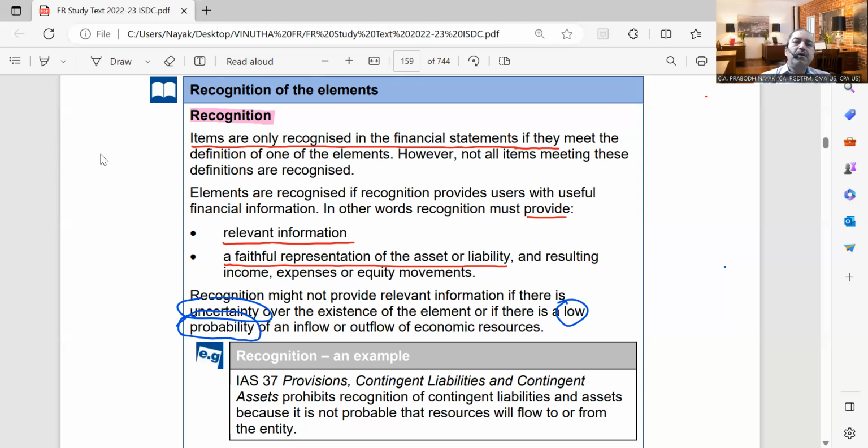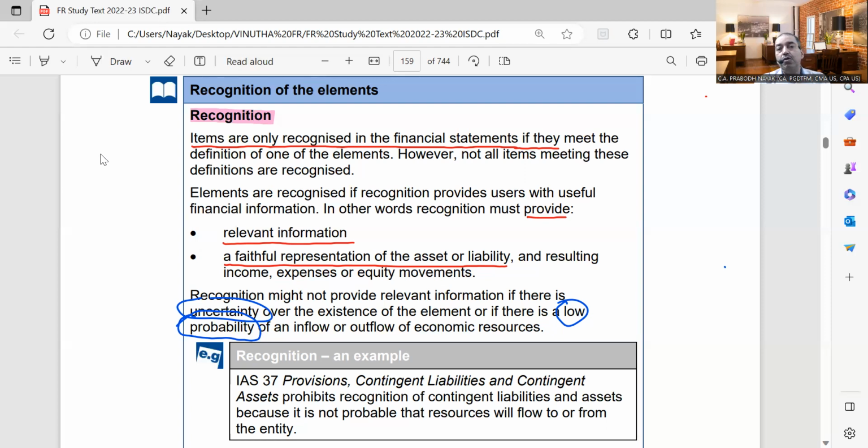The simple example is a court case pending for several years against the company. If a customer of a company has filed a case against the company, saying that the product given by the company has caused him harm and he has suffered, then the case is going on for several years. There may be a possibility that we may have to pay compensation, we may have to pay damages. But there is uncertainty over the decision. It has been pending for several years. Uncertainty is there, whether there will be an obligation or not. Plus, the probability that we will end up paying for damages is very low.